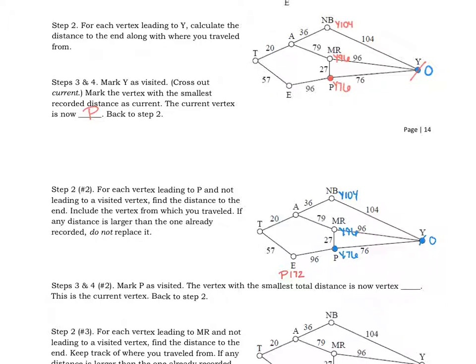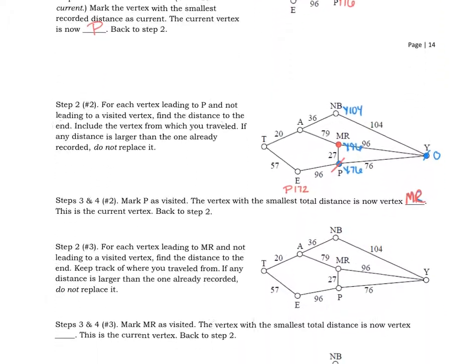So here we are again. We're now done with Packwood. We've done everything we can with Packwood, and we look at the remaining labels that have not been crossed out as visited. So we've got the 104, the 96, and the 172, and our shortest total time is 96, which is there at Mount Rainier. So our new vertex is now, oops, sorry, my pen color switched out, we are now at Mount Rainier. That is our new current vertex.